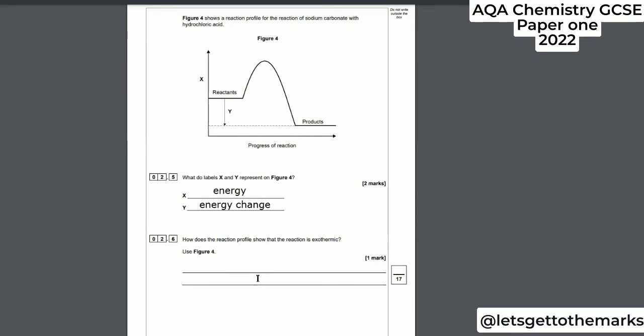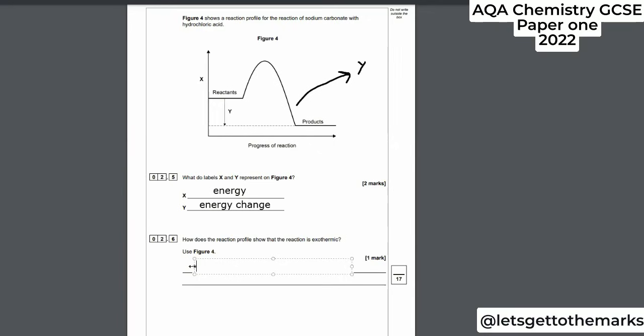Okay. And then we have 2.6. How does the reaction profile show the reaction is exothermic? Well, if you look here, afterwards, the products have less energy in them than the reactants. So where did all that energy go? The idea is that energy, which is Y over there, has gone out to the surroundings and heated the surroundings up, hence the word exothermic. So it's been lost to the surroundings.